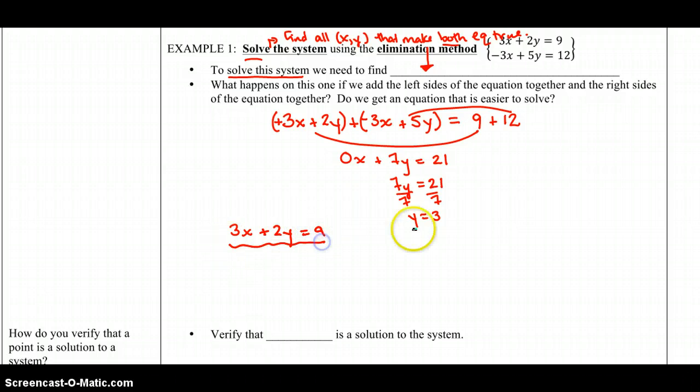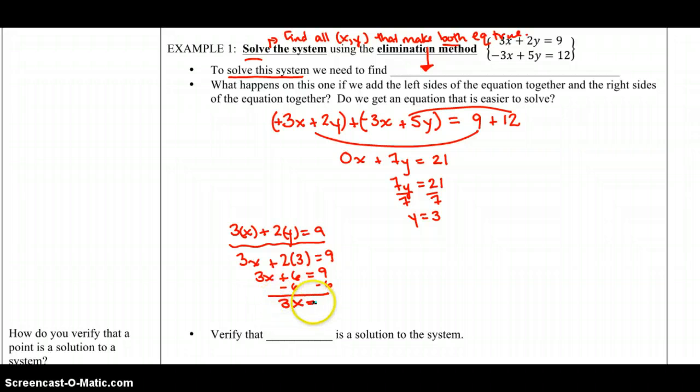And let's see what happens when we plug in y equal to 3. So again, we're going to put parentheses around our variables before we substitute. So we're going to get 3x in this case, plus 2 times 3 equals 9. So 3x plus 6 equals 9. Subtract 6 from both sides. We'll get 3x equals 3. And if we divide both sides by 3, we get x equals 1.